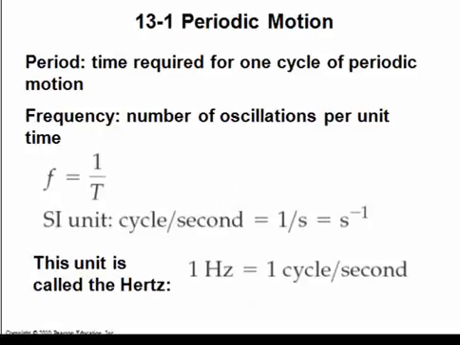Any oscillator undergoing periodic motion can be described by certain mathematical properties. The time for one complete oscillation is called its period, T, and is measured in seconds. The number of oscillations it makes every second is its frequency, f, and is measured in seconds to the -1, or hertz.